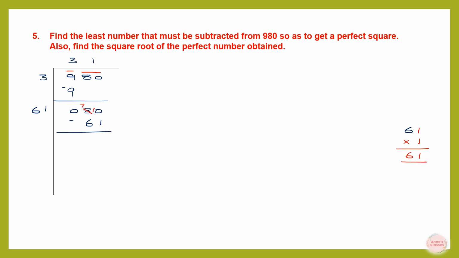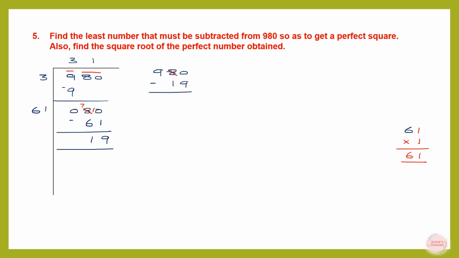7, 10. 10 minus 1 is 9. 7 minus 6 is 1. We have 19. So now let's look at the remainder. The remainder is 19. That means when you subtract 19 from 980, you will get a number that is a perfect square. So let's subtract that and see. So we have 980. Now let's minus 19 from it and let's see what we get.